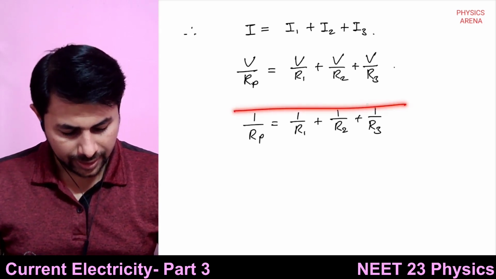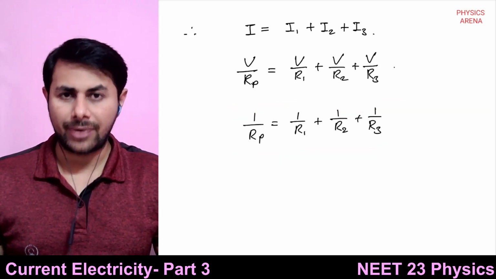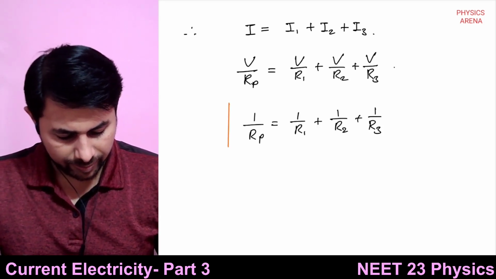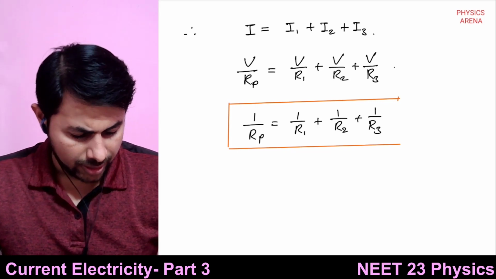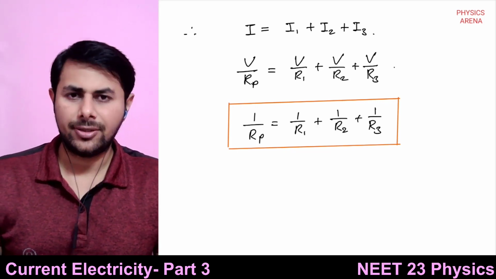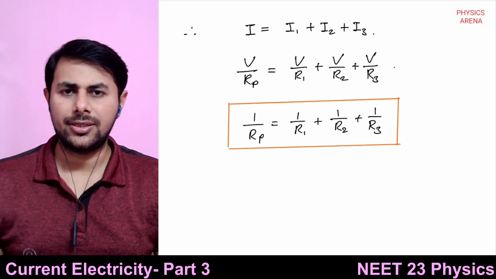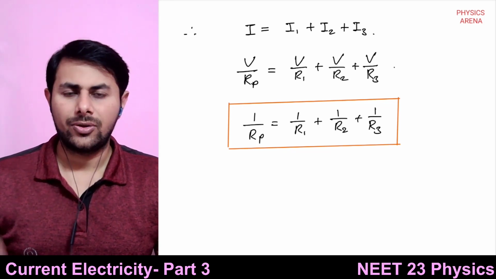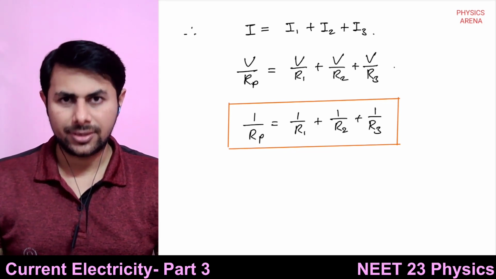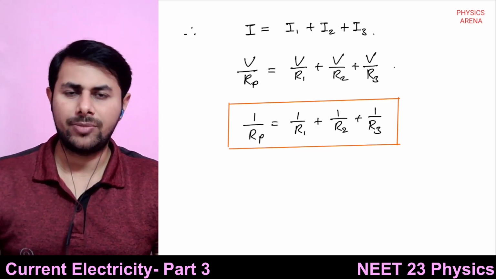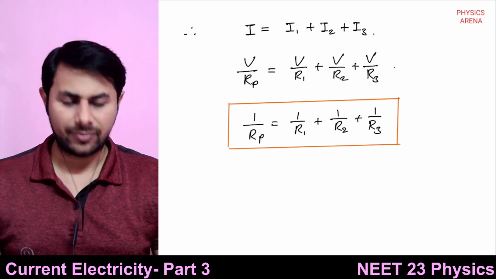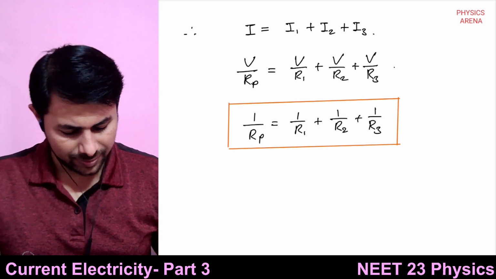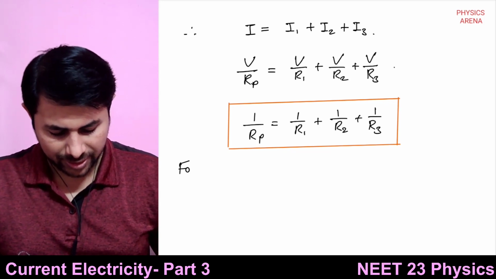So this is the equivalent resistance of the parallel combination. So in case of a parallel combination, what do you have? If you have n resistors, and Rp is their equivalent resistance, then the reciprocal of that equivalent resistance, 1 upon Rp, equals the sum of the reciprocals of all the resistors. Okay, so this thing also we have studied earlier, right, in 10th or something.